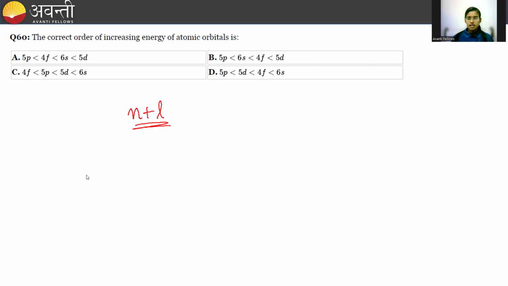First I'll take 6s. In the 6s orbital, the n value is equal to 6 and the l value is equal to 0, because in the previous question we have seen that l is equal to 0 for s orbital, 1 for p orbital, 2 for d orbital and 3 for f orbital. So for s orbital, n plus l value is coming out to be 6.